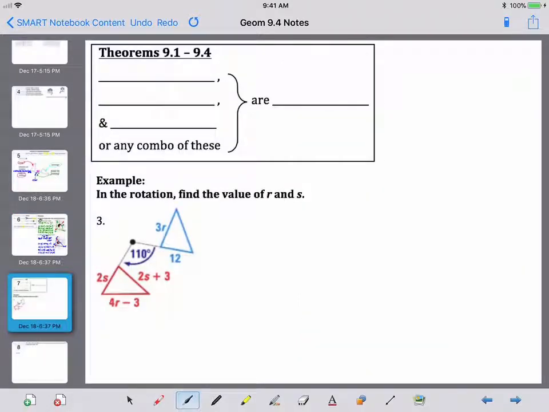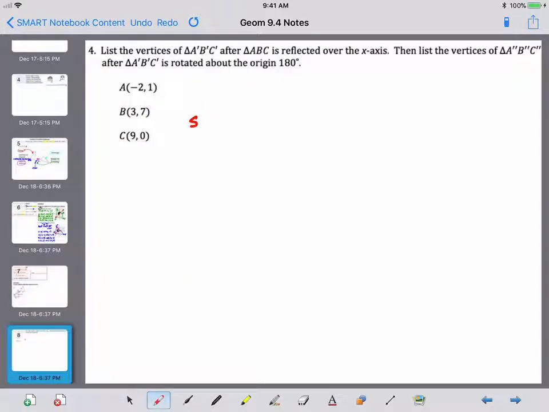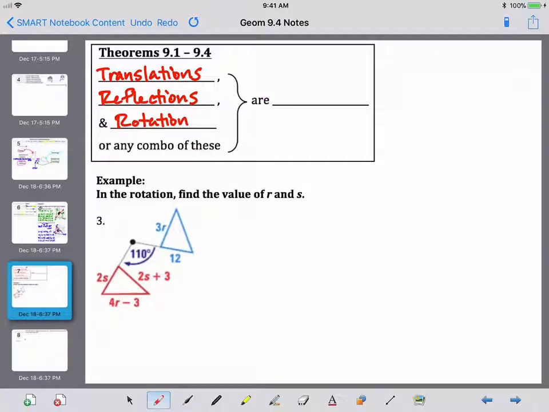We're going to look at 3 quick ideas here, just to summarize what we did in Chapter 9 so far. We talked about translations. We talked about reflections. And we talked about rotations today. And all of these are isometries because none of them change size or shape. And you can do any combination of these and it would still be an isometry. We're going to use this below in the next example.